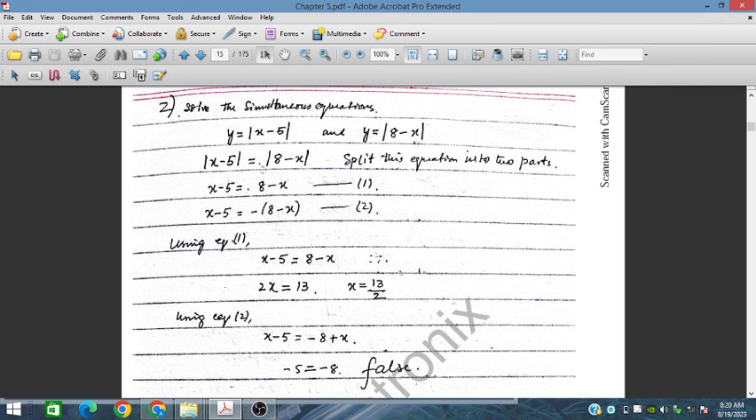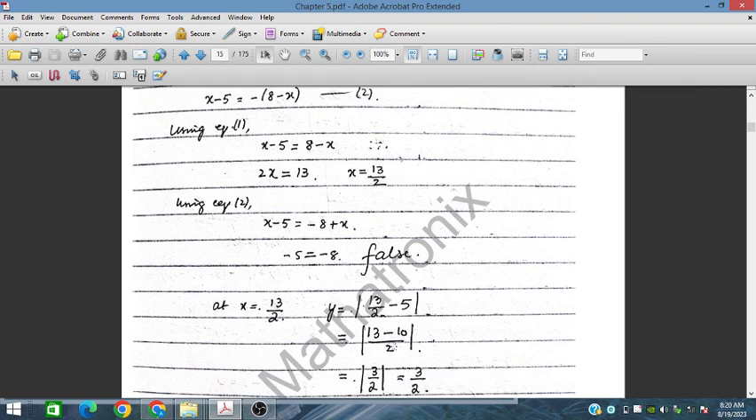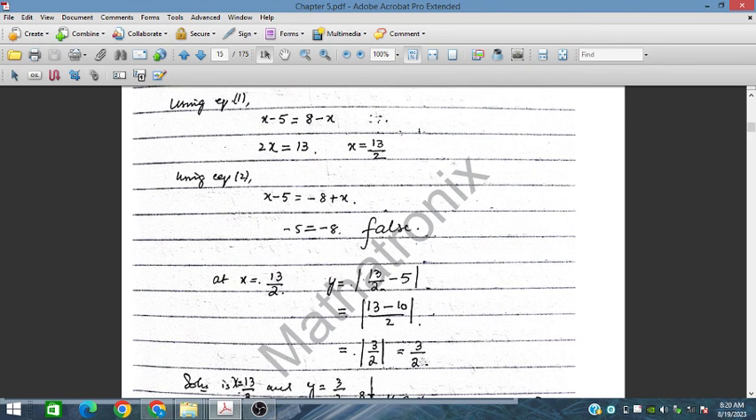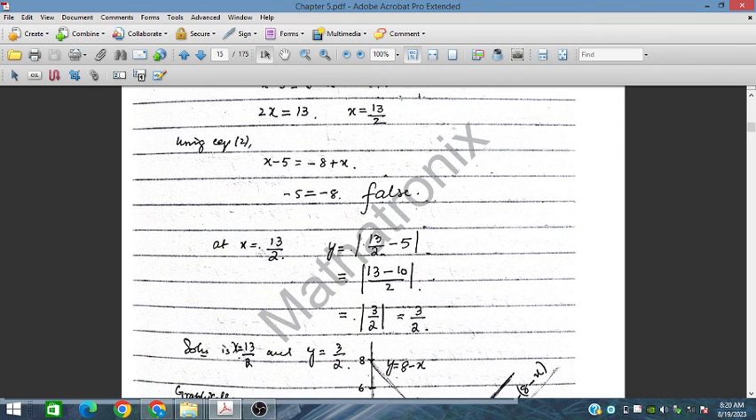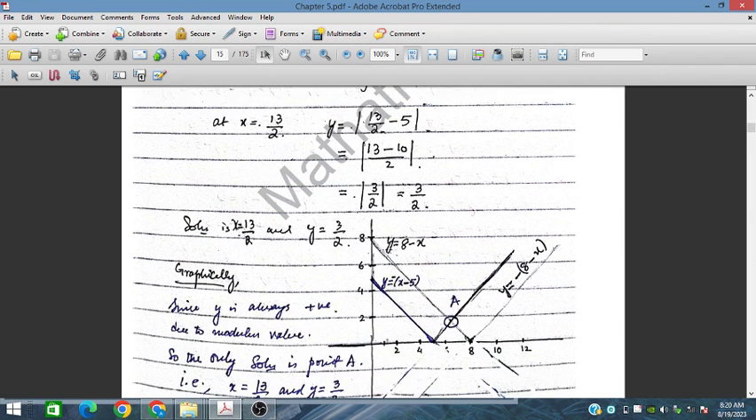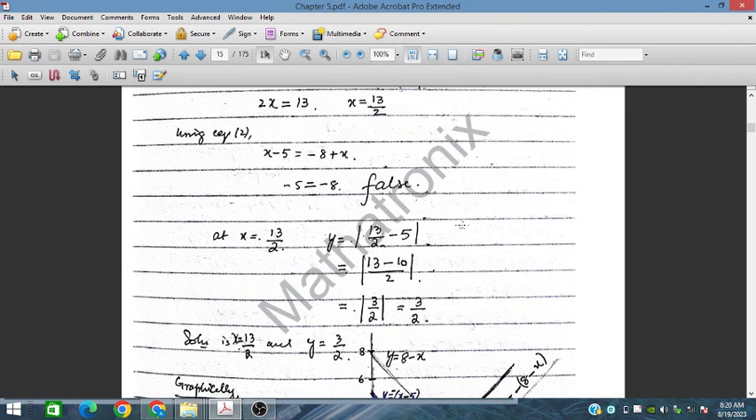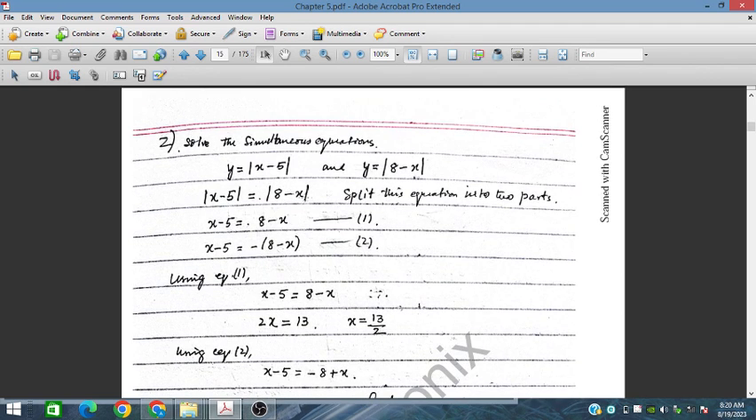From the negative portion we have this x equal to this, so this is false. Now we will substitute x equals 13 upon 2 and we'll get the value of y equal to 3 upon 2. So we have this solution: x is 13 upon 2 and y is equal to 3 upon 2. We have to draw this graphically, since y is always positive, because we take this as a y value. So this is also positive.